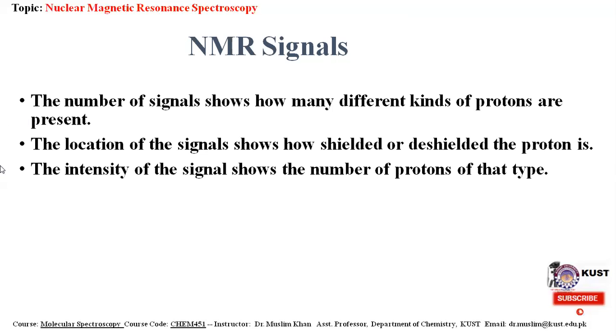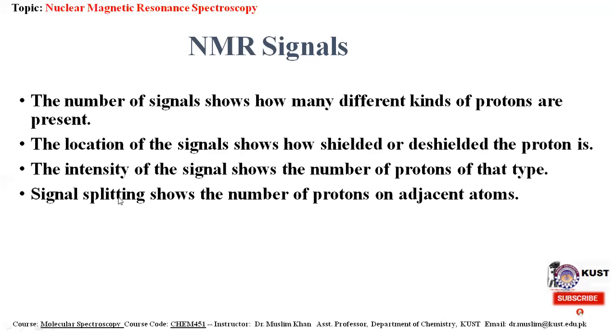The intensity of the signal shows the number of protons of that type. For example, the intensity of 3 protons is more than the intensity of 2 protons, which is more than the intensity of 1 proton. Signal splitting shows the number of protons on adjacent atoms. So I will tell you what splitting is in a spectra.